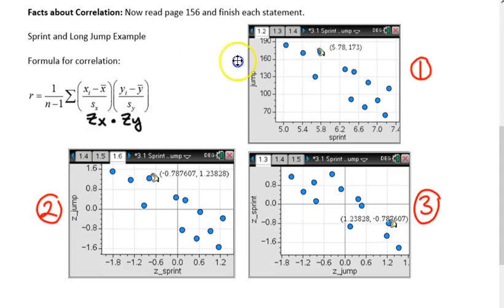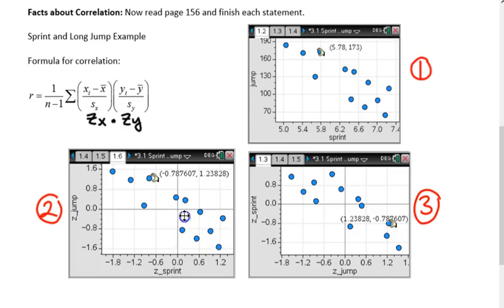So to illustrate that, I calculated the z-scores for all of the sprint times and the z-scores for all of the jump times, and I plotted them. So notice right here is (0, 0), so this would be the very center. This would represent the mean of the jump times and the mean of the sprint times, and we don't have a point there.